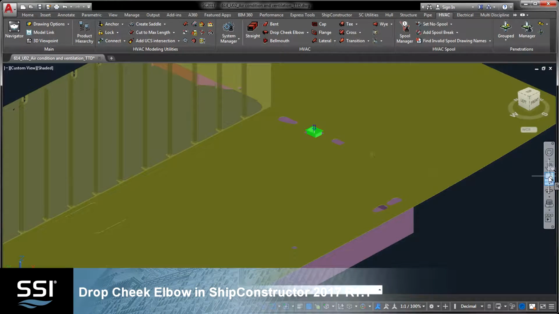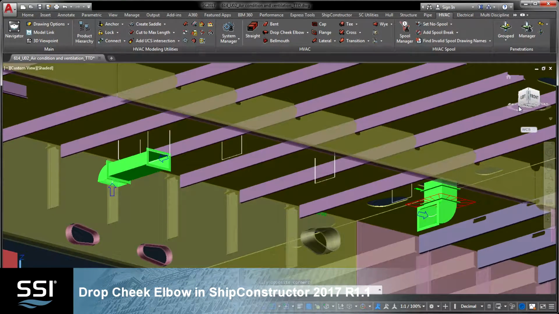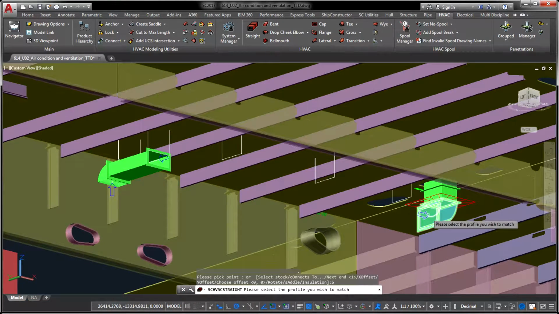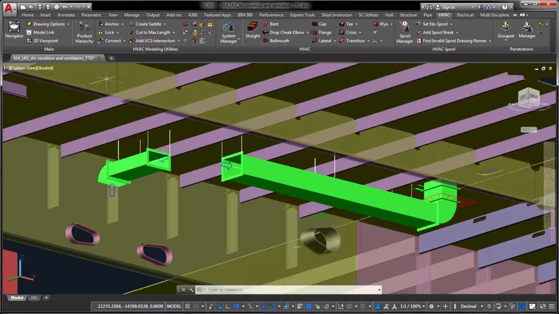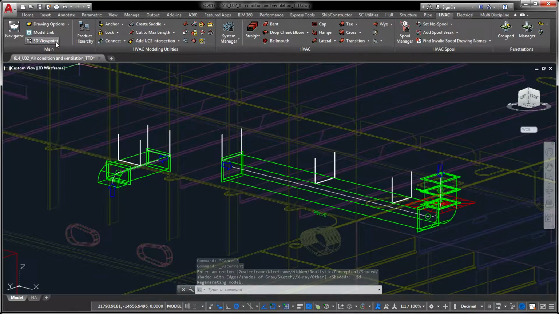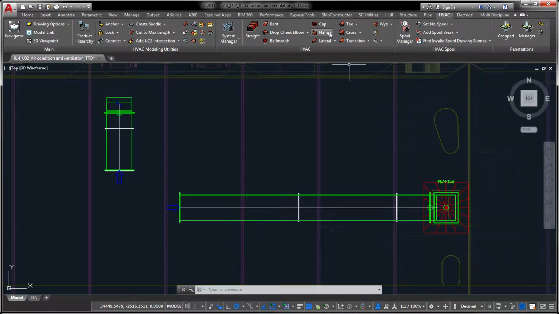Drop Cheek Elbow in ShipConstructor 2017 R1.1. In ShipConstructor, we continue with the ongoing enhancements to the HVAC product. Following an earlier introduction of the cap and bellmouth stocks, we added support for the drop cheek elbow type in the latest release.